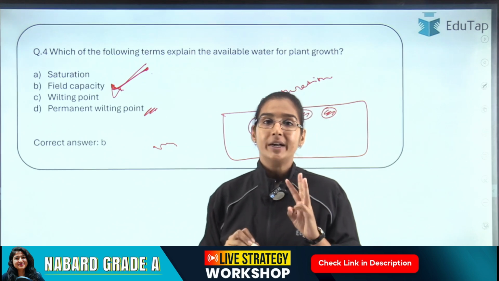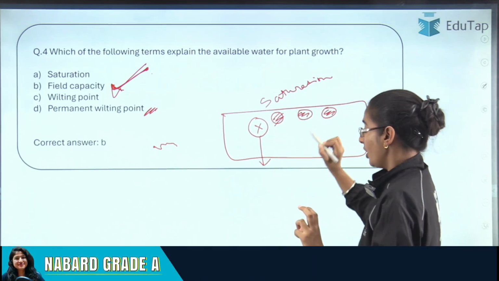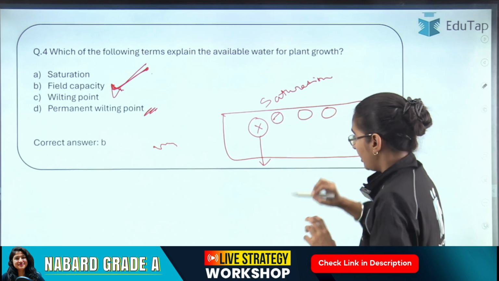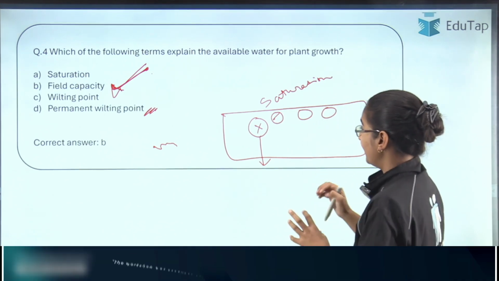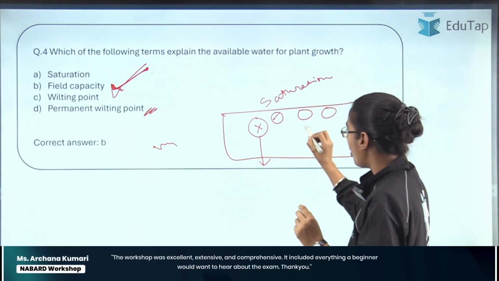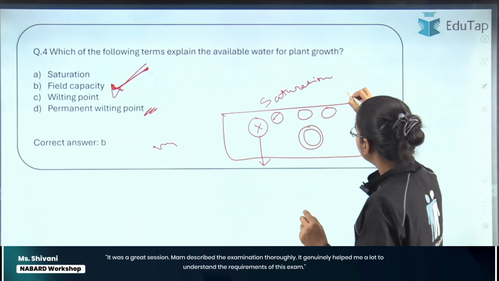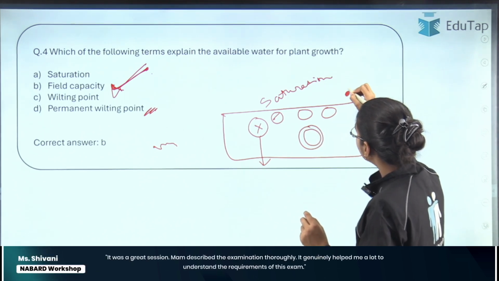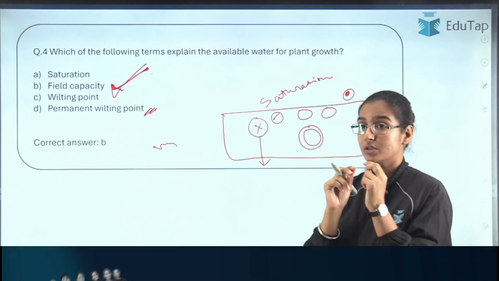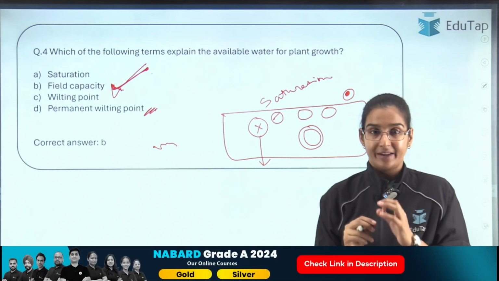Now the third point is the wilting point. Wilting point means that in the third stage, the water is completely drained out even from the micropores, and only a thin film of water remains around the soil particles, right? If this is the soil particle, and only a thin layer or thin film of water remains around this soil particle, then that will be known as the wilting point, right?